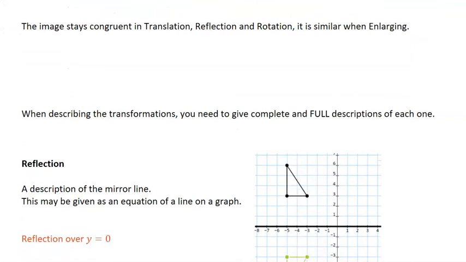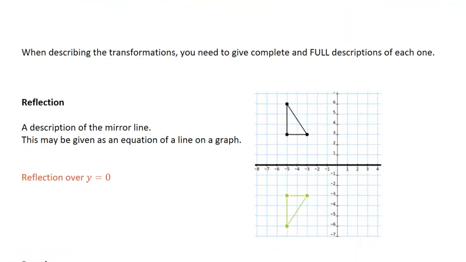So starting with reflection, when we describe transformations, you need to give a complete and full description of each one. So with reflection, if we have a look at this example here on the right, we need to give a full description of the mirror line. Usually it is the equation of the line on the graph. So if we have a look here at this Cartesian plane, if the original is black and the image is the green, we can see the reflection is over y equals 0. So it's the line that cuts the y-axis. It cuts the axis at 0, that's where you would draw the line, and that's where the reflection is.